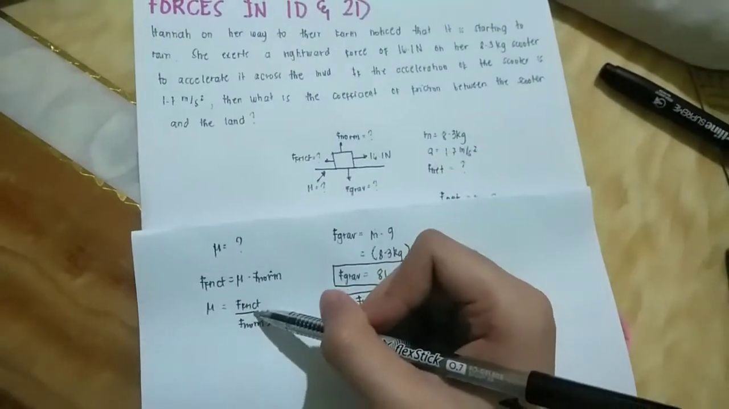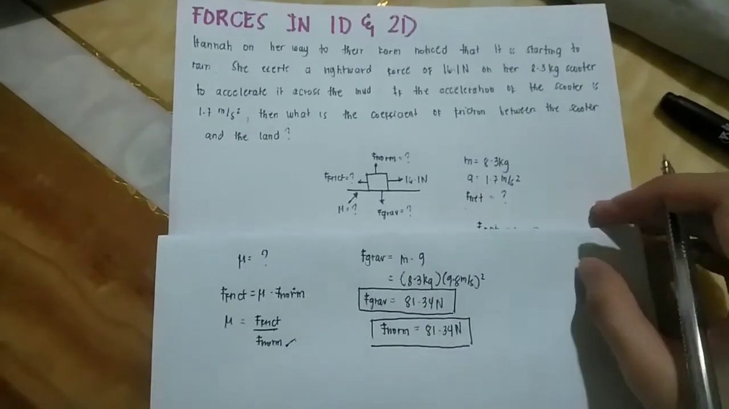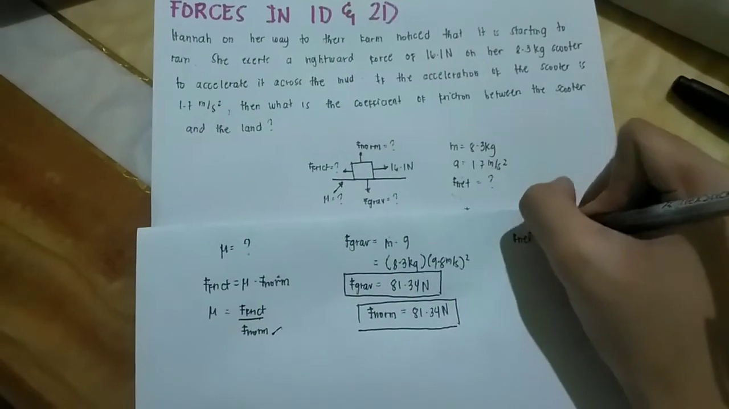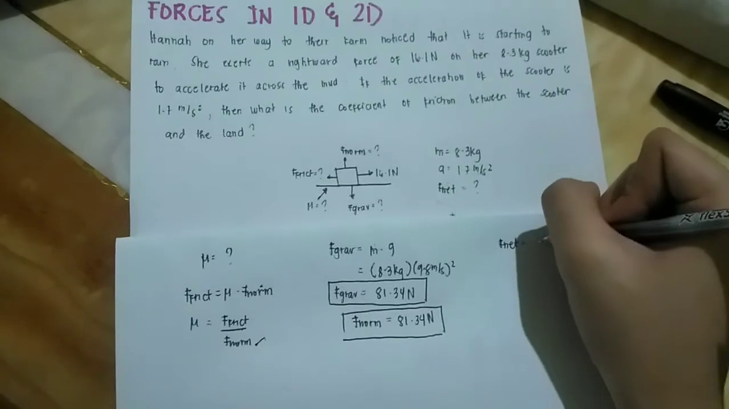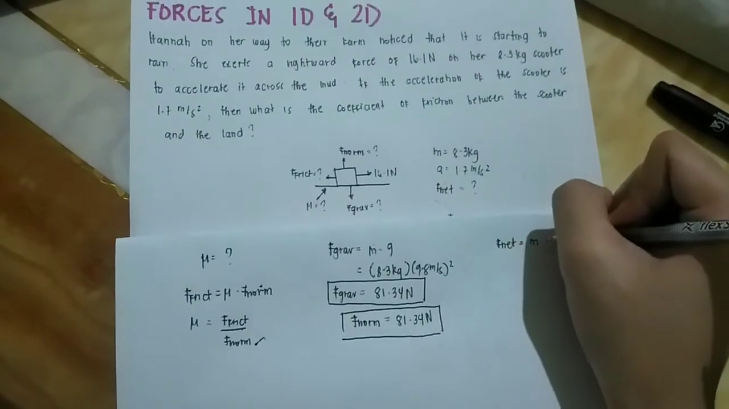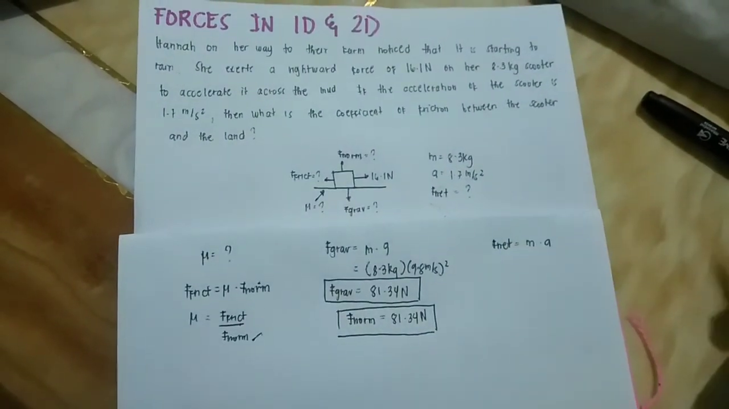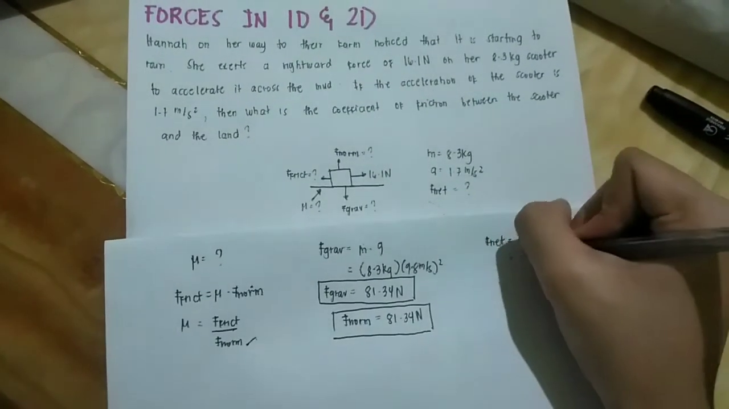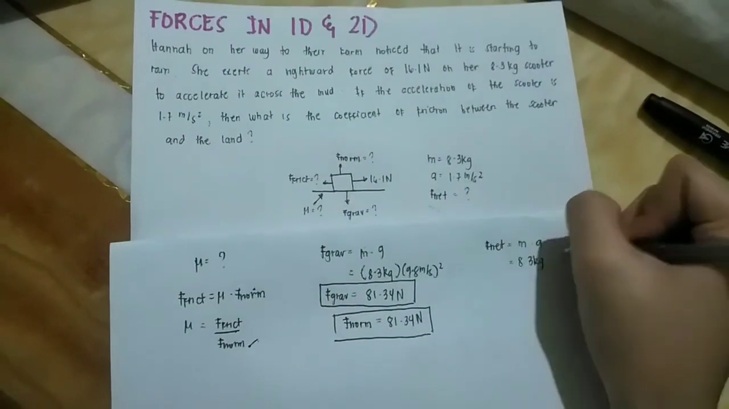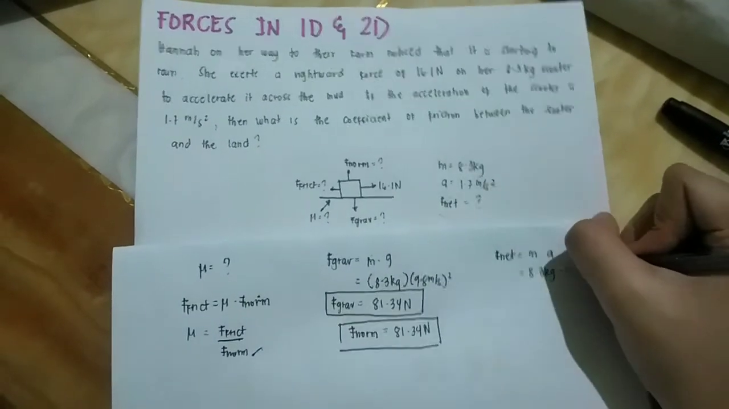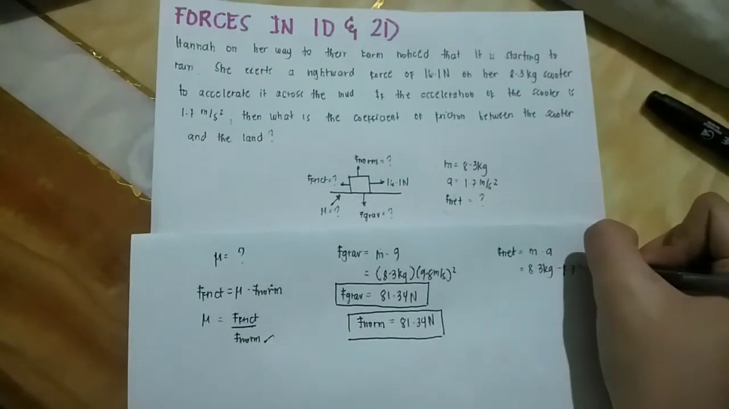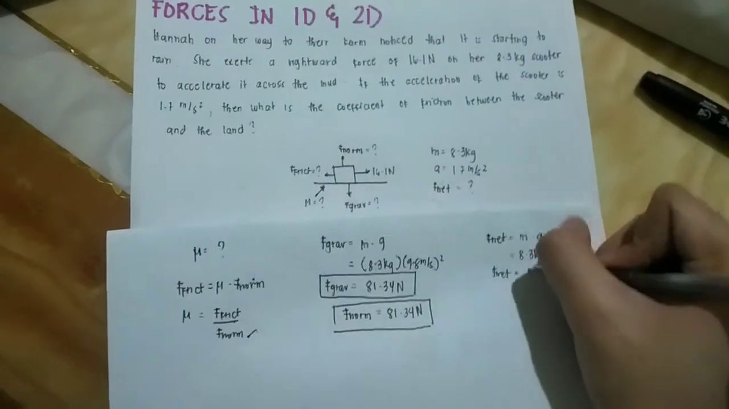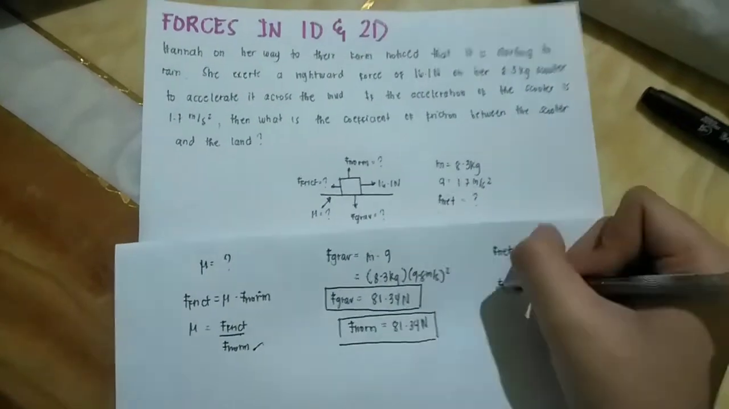So the F norm is checked. Then we need to find the F brake. And in order to solve for the F brake, we need to solve first the value of F net. F net is equal to mass times the acceleration. There's no problem here because the mass and acceleration were given. The mass is 8.3 kilograms multiplied by the acceleration of 1.7 meters per second squared. So the F net will be 14.11 Newton.